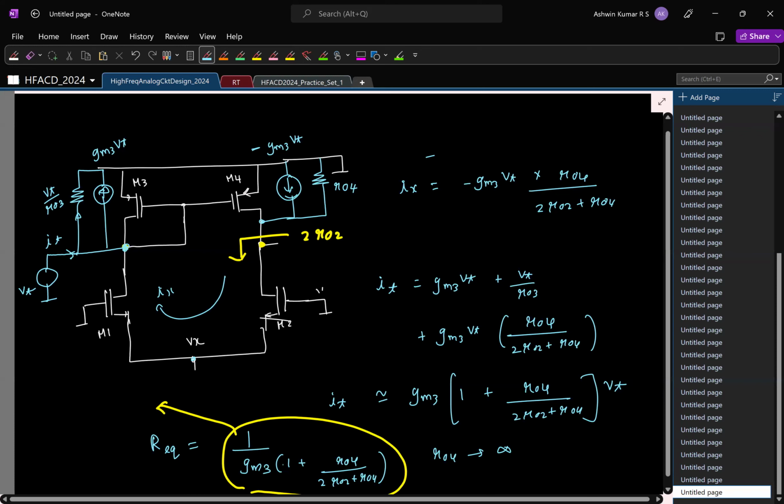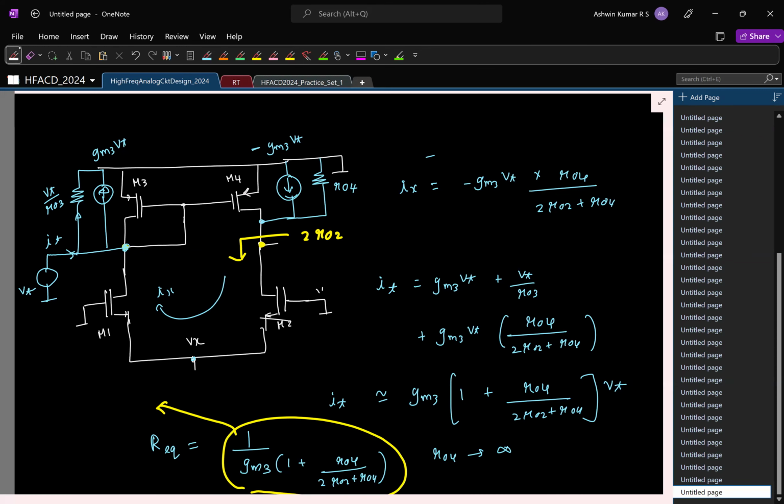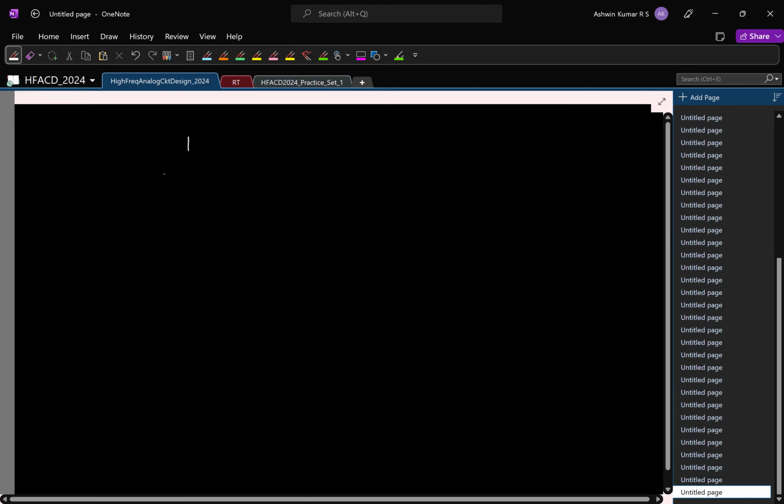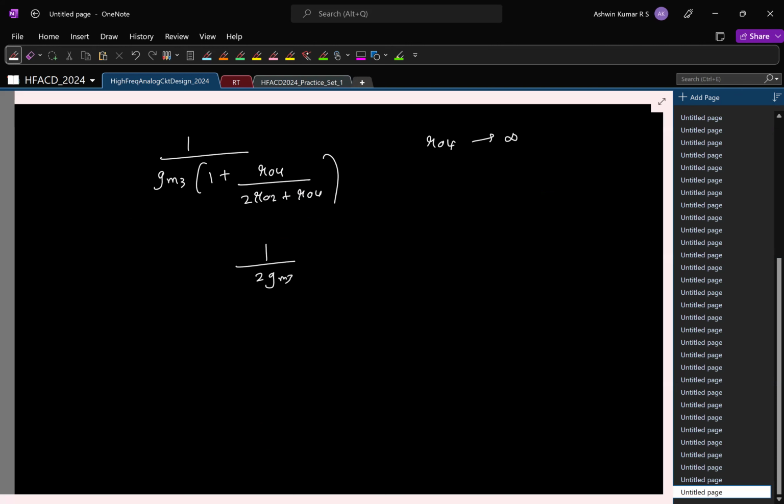Oh, sorry. Let me take it to the next page. So the resistance was 1 by gm3 into 1 plus. Okay. So here I'm saying, let us say you allow only R04 to tend to infinity. What happens? 1 by, right? Again, this is a special case. So I think that's it for the class.